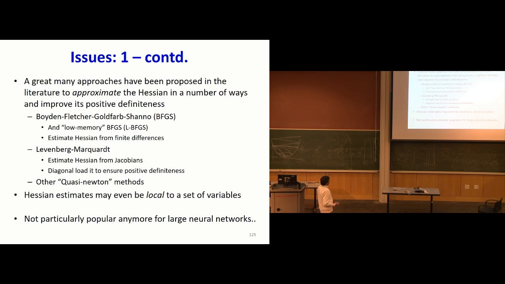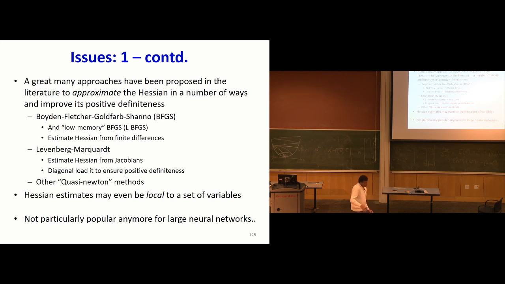Now, there are a great many alternative approaches that have been proposed which approximate the Hessian in a number of ways, like BFGS or the low-memory BFGS, which estimate Hessians from finite differences. You have the Levenberg-Marquardt method, which estimates Hessians from Jacobians, and then additionally diagonal loads it to ensure it's positive definite. Then you have other quasi-Newton methods.